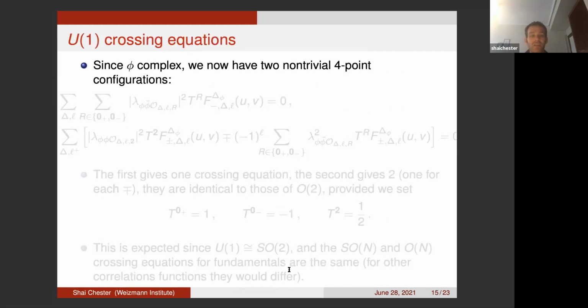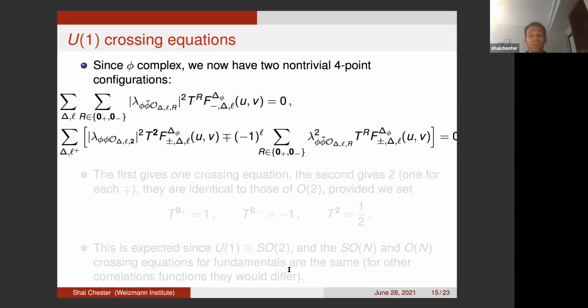Okay, so now that we have our tensor structures, we work out the crossing equations. Because phi is complex, that means we're going to have to use both kinds of crossing equations. So remember, in previous slides, we discussed how for a general complex operator, there's like 2 kinds of crossing equations. One which includes both R and R bar, the other one which includes R bar. And so now we're going to get both kinds.